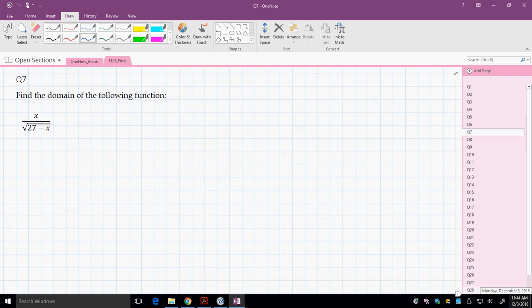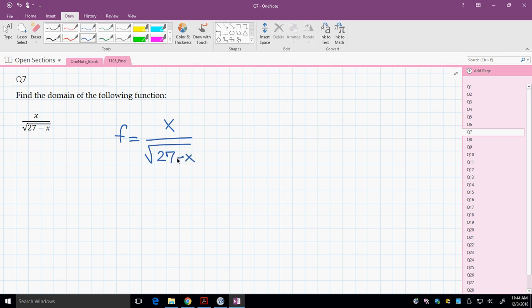Number 7. They're asking you to find the domain of the following function. If we have a function that is a fraction, we always have to take care of the denominator. The denominator cannot be 0 because that will make the fraction undefined.